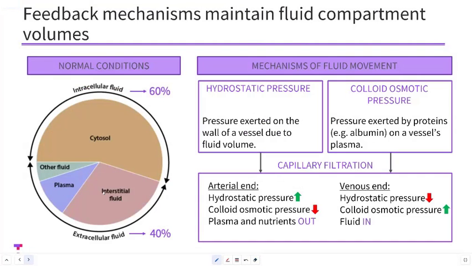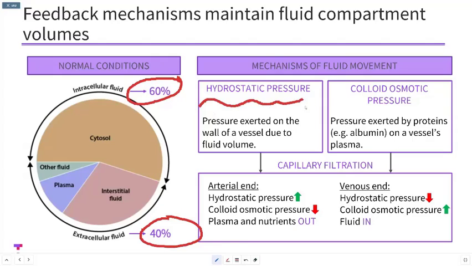Feedback mechanisms maintain the fluid compartment volumes. You can see that the majority of the water in the body, 60%, is found inside the cell, in the cytosol, whereas 40% is found in the extracellular fluid, which comprises the plasma and interstitial fluid. There are two mechanisms that drive water and fluid motion in the body: hydrostatic pressure versus colloid osmotic pressure.